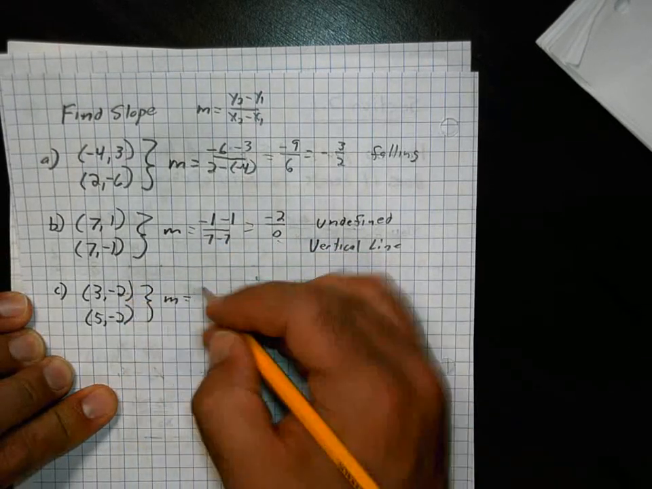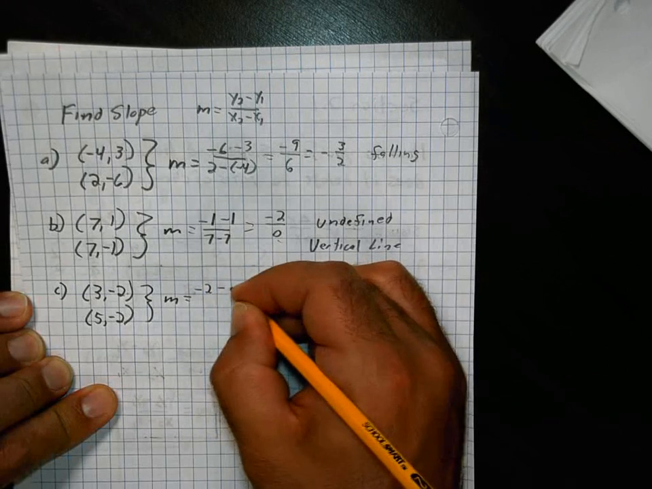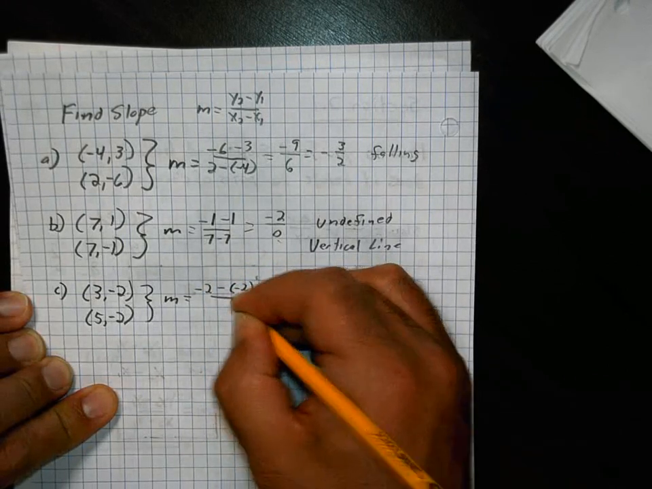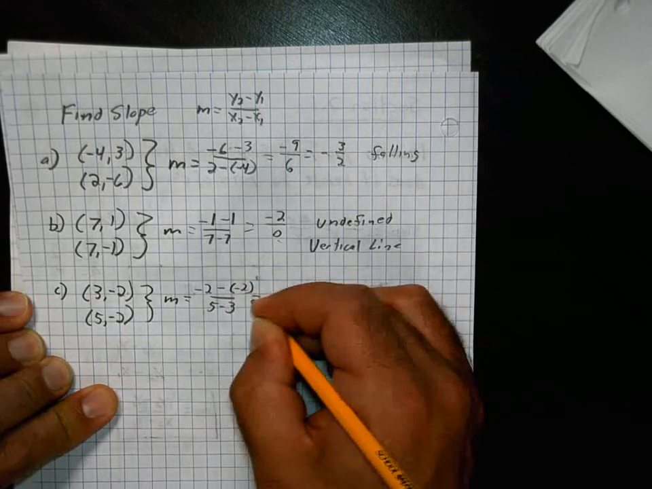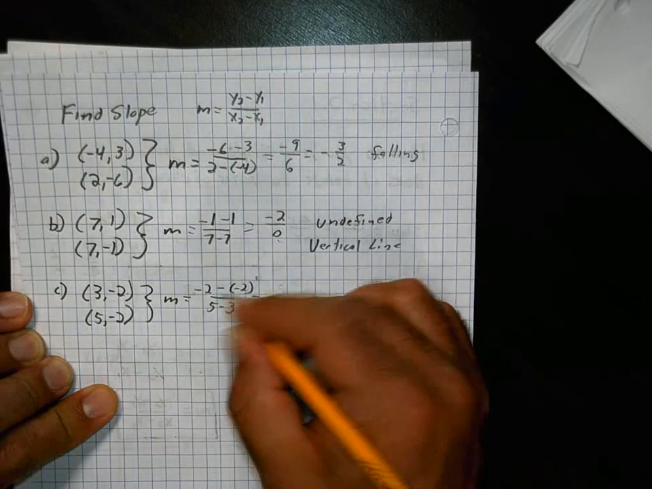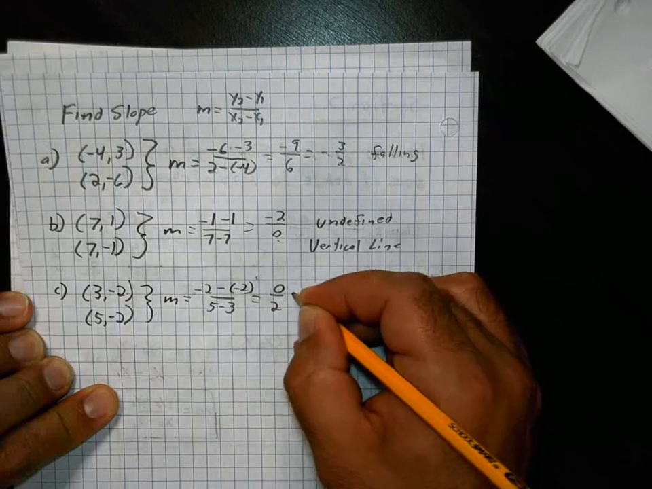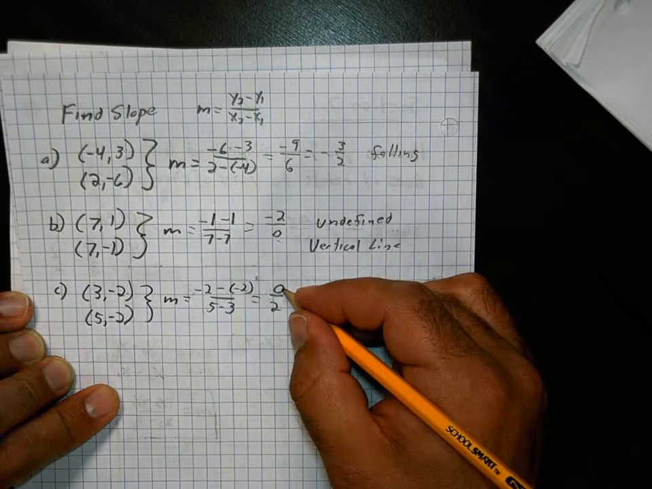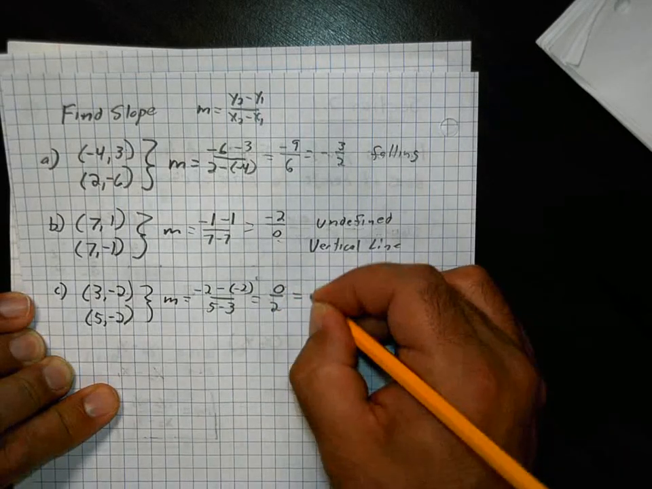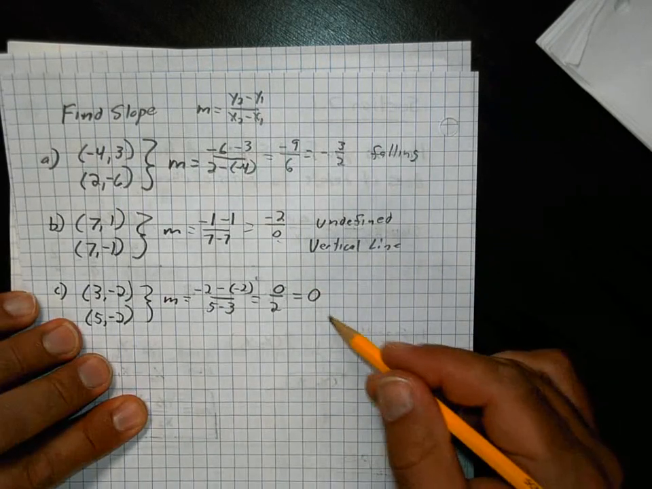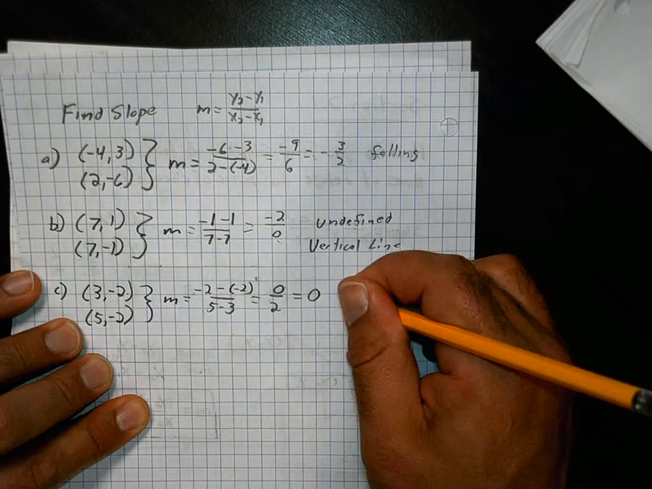So now we've got negative 2 minus negative 2 over 5 minus 3. In this case, this is going to be negative 2 plus 2, so it's 0 over 2. Okay, 0 divided by a number is just going to give me 0. So a slope of 0 would be a horizontal line.